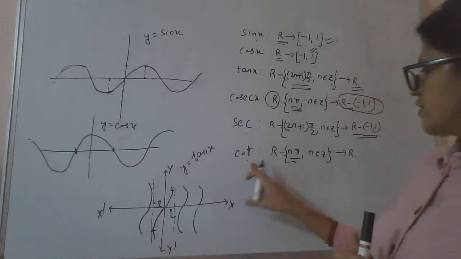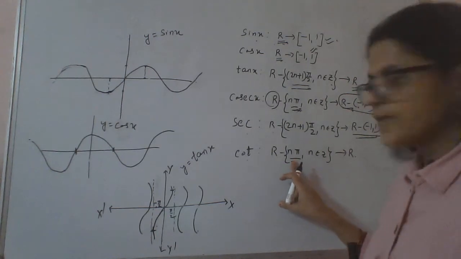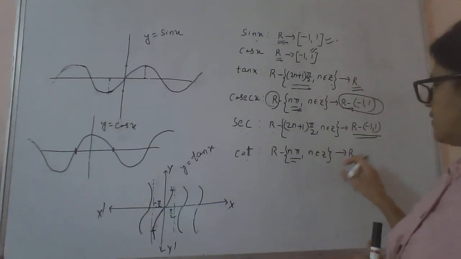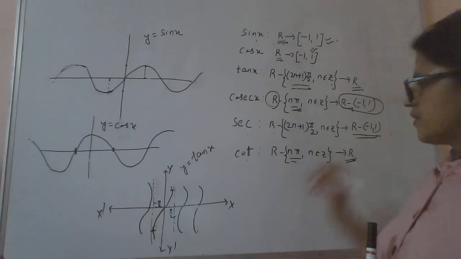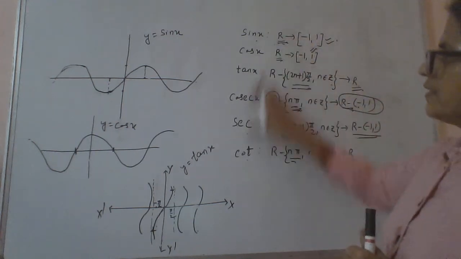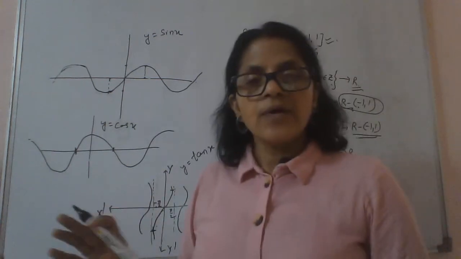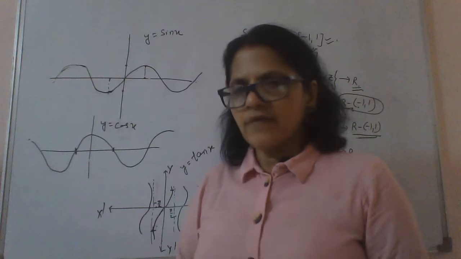So the domain of cot x is the set of real numbers except n pi, right? And here the range is the set of real numbers. Okay, so basically trigonometric functions we have studied like this. Now also we have studied inverse functions.